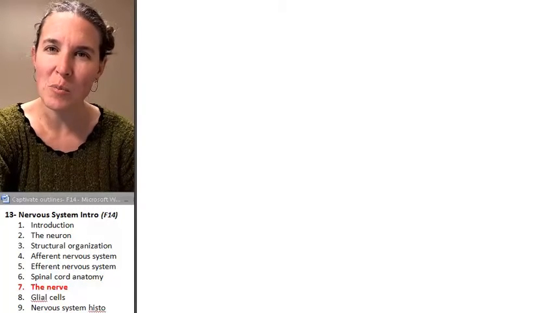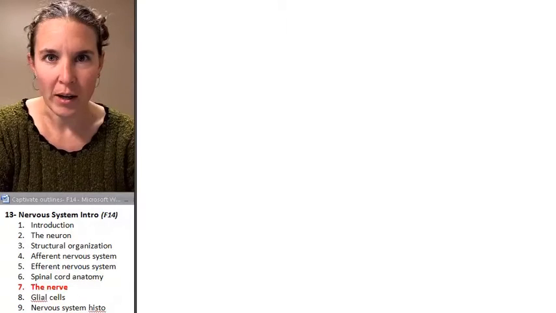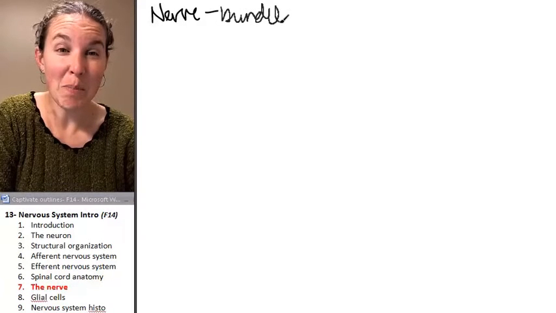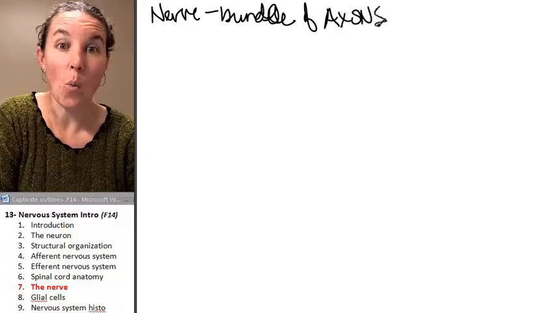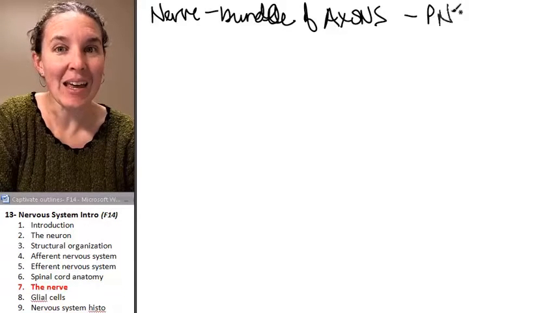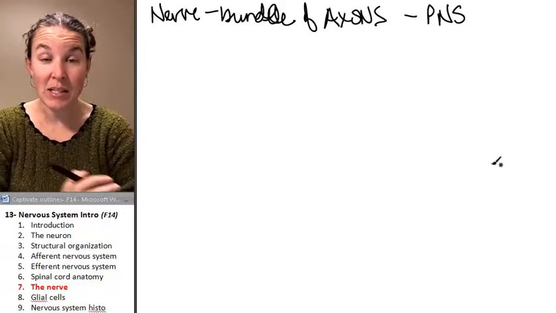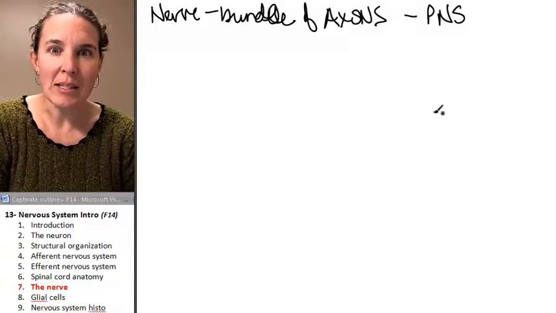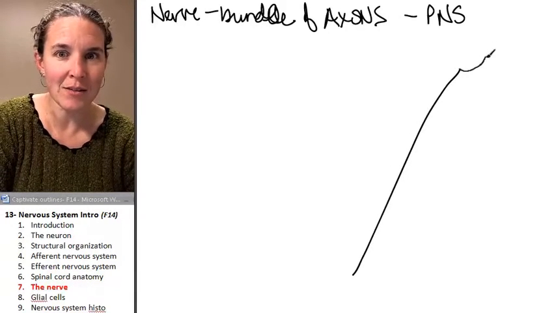And shall we label the parts of a nerve? What a great idea. Are you ready? Don't forget, what was it? It's a bundle of axons. Where? In the PNS. That's all it is. It's a bundle of axons in the peripheral nervous system. So that means that we probably are going to have axons in our nerve.